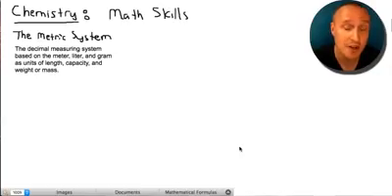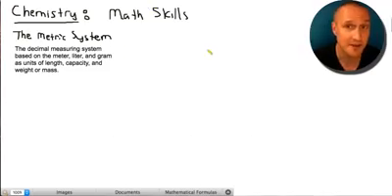The first thing we're going to talk about today specifically is the metric system. So what is the metric system? Well, I have it defined here. It is the decimal measuring system based on the meter, liter, and gram as units of length, capacity, and weight or mass. So what do we have to do with the metric system in chemistry? Well, I'm going to show you how we can interconvert between the different units of the metric system. But first, let's talk about the different units of the metric system.